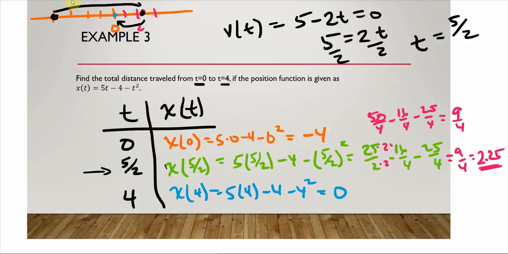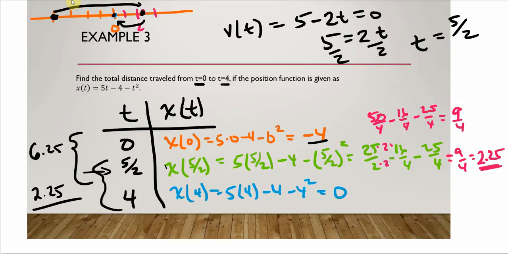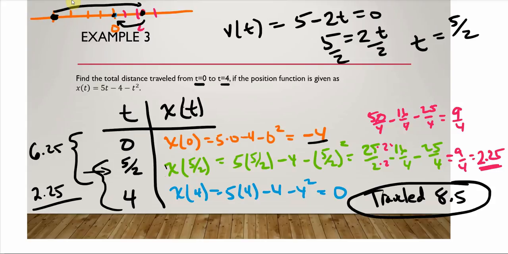And the mistake that my students will always do is they'll find the position at the beginning and at the end, and they'll say, oh, the distance from here to here is my answer, and it is not. You have to find the distance from here to here. So how much did I travel from negative 4 to 2.25? He actually traveled 6.25. Now, how much did he travel from 2.25 to 0? He traveled 2.25. So if I add those up, we're going to say that the particle traveled a distance of 8.5. So that is my answer for this example. Okay? So be very careful on that.